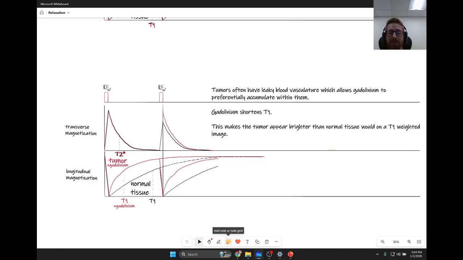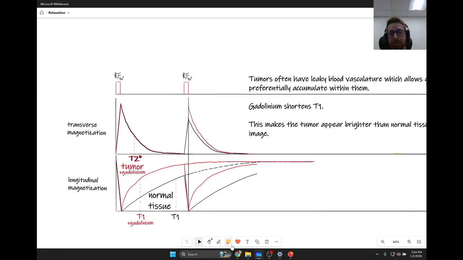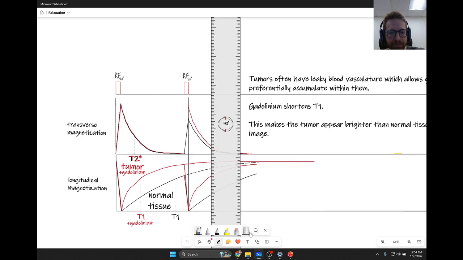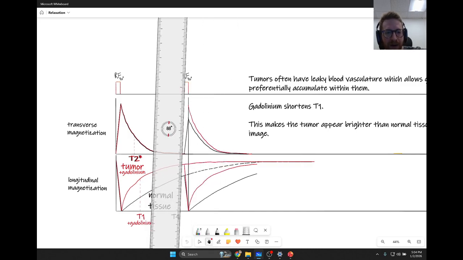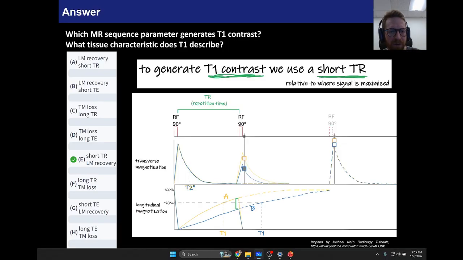So on a T1 weighted image, this is going to make the tumor appear relatively bright compared to the normal tissue. Same mechanism as before. So if we want to see the tumor, we just need to have a short repetition time, because that's going to bring out this difference on the T1 recovery curve. But in this case, it wasn't a property of the tumor itself. We had to give contrast, give the gadolinium to make the tumor have a shorter T1. So there you go.